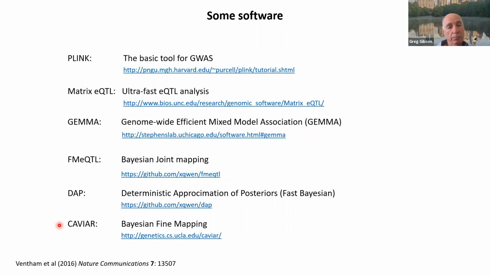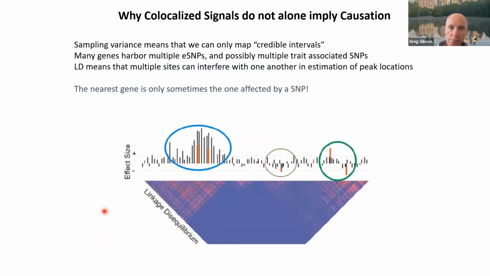And then there are a bunch of Bayesian tools, particularly for doing fine mapping. I'll get to fine mapping in a minute, but DAP is the fastest of those, from the Wen lab at the University of Chicago, and another one out of UCLA is the CAVIAR Bayesian fine mapping tool. These Bayesian methods are really optimal, not so much for genome-wide analysis, well, genome-wide fine mapping analysis, and I'll explain that in a second. In fact, I'll explain it right now.